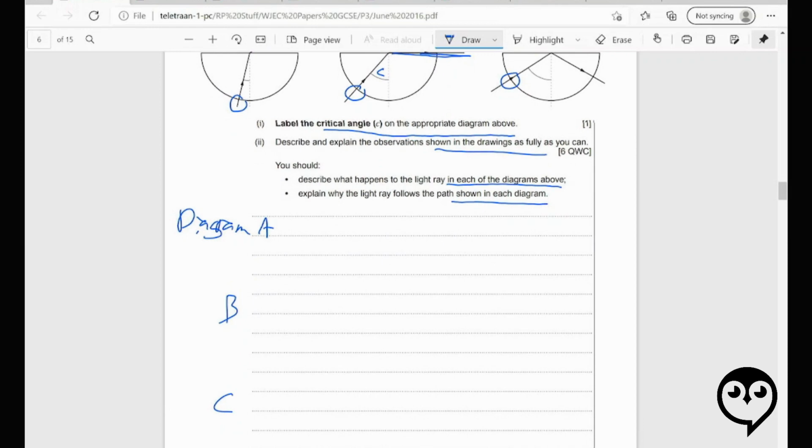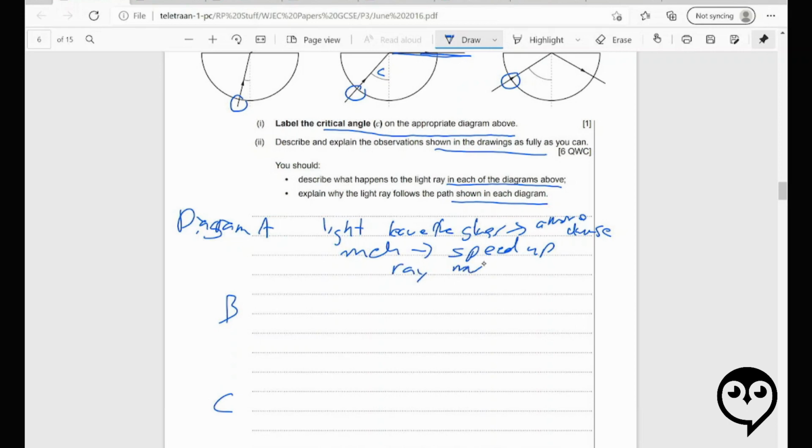We can see, light leaves the glass, a more optically dense medium, and it's therefore going to speed up on the way out. It's going to speed up on the way out, and therefore the ray is going to move away from the normal.